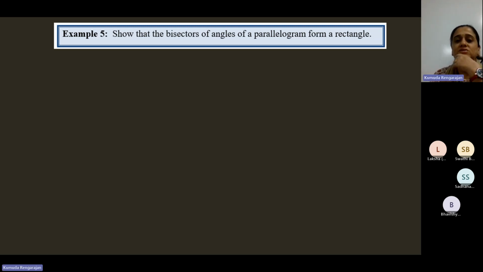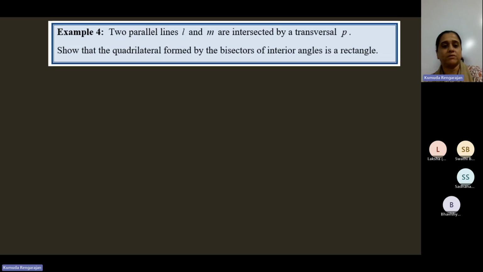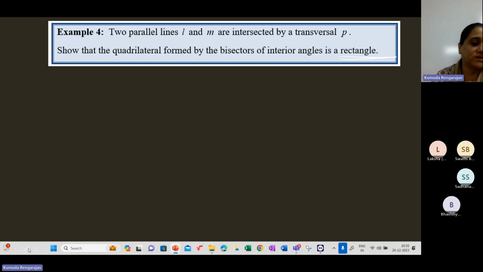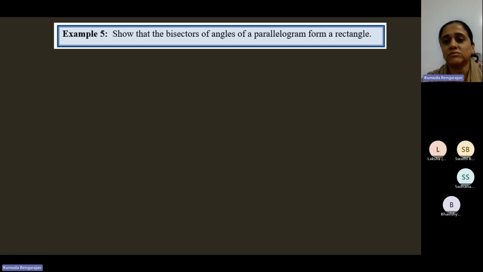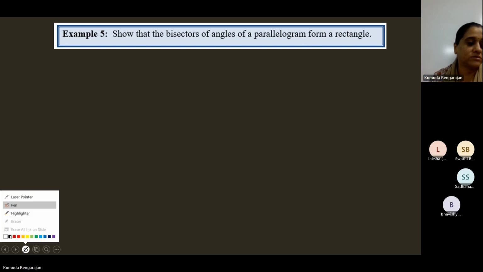Show that the bisectors of angles of a parallelogram form a rectangle. Now these results you should remember. They will ask you for 1 mark. Same thing: the quadrilateral formed is a rectangle. This one can also be a 1 mark question, or MCQs. The answer is rectangle. I hope you understand what I'm saying. Here also, they'll ask you MCQs.